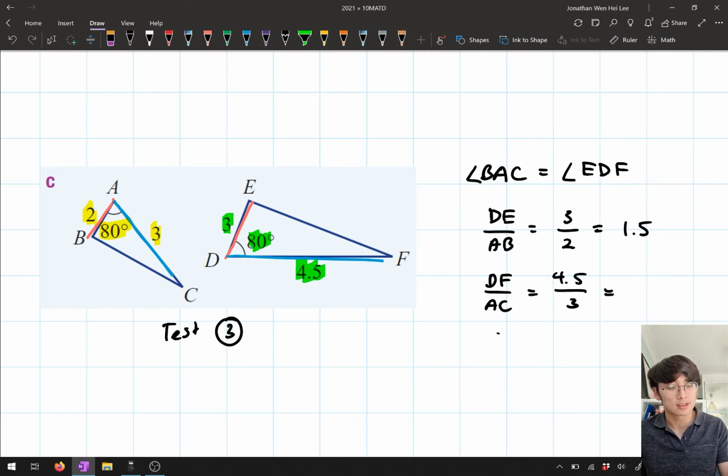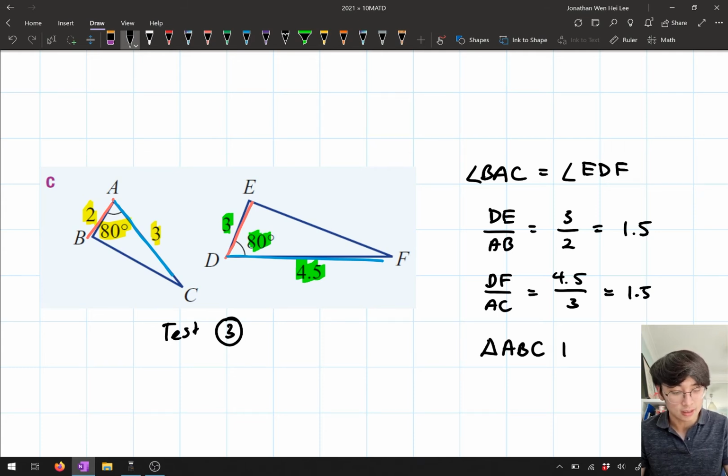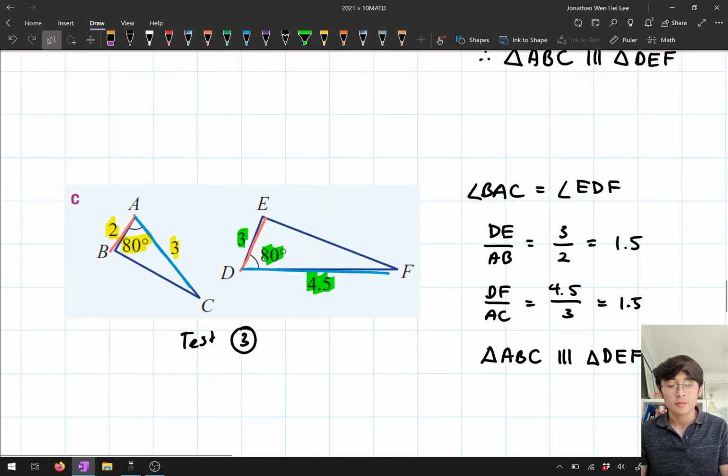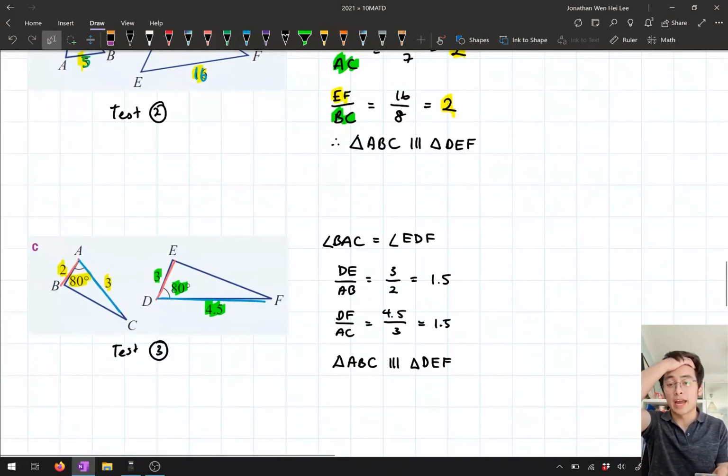And so here we've got that consistent number which we're multiplying by to get from my smaller triangle to my bigger triangle. So by doing that, we've passed test 3, and so that means that my two triangles are similar. So I'm going to write triangle ABC is similar to triangle DEF. So that's how we can prove similarity using our third test. Let's have a look at the final one.